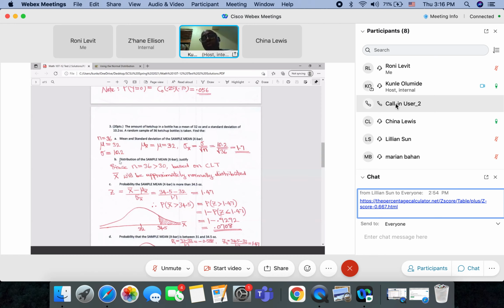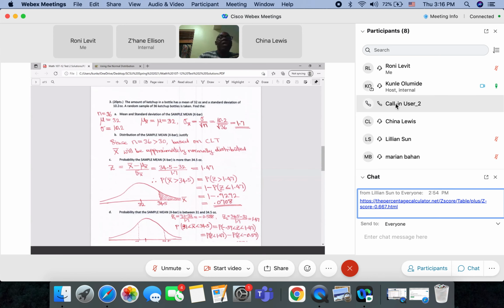But there are a good number of people that did not say where that came from, meaning that they did not indicate that that was coming from the central limit theorem. In that case, you're not going to get full credit. If you did not say that that is based on central limit theorem, you're not going to get full credit, even if you said everything else that's right.